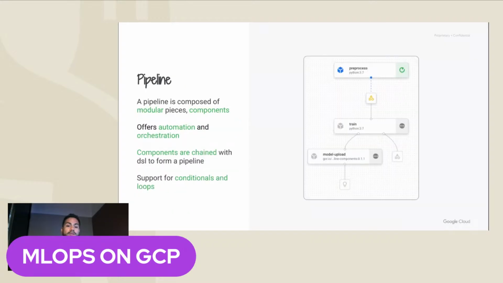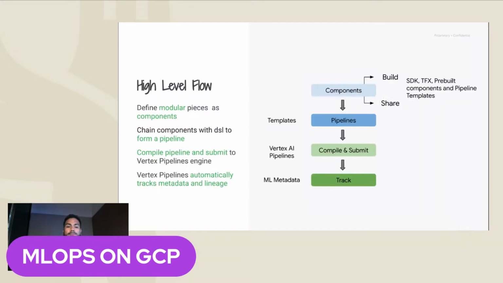You take these components and you stitch them together, right? So now you have a modularized workflow that is built of different components and it offers different things like automation, orchestration, and of course, it also supports different workflows such as conditionals and loops. One workflow that you might see in a machine learning pipeline is to deploy a machine learning model if it meets a specific criteria, such as an evaluation metric, right?